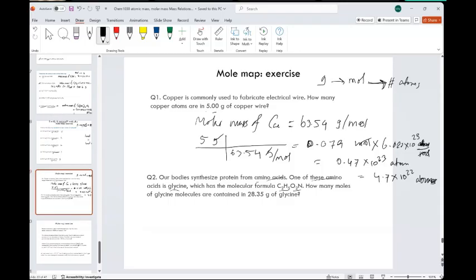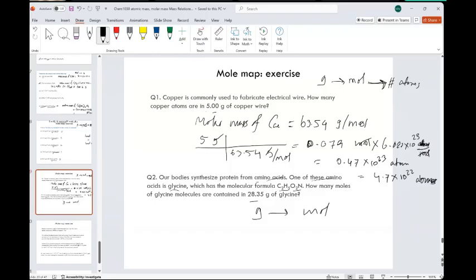C2H5O2N. How many moles of glycine molecules are contained in 28.35 gram of glycine? Okay. So just a lot of description, mostly about what is glycine. But the question is very simple. It is asking you how many mole of glycine molecules are in this gram. So basically you are going from gram to mole.